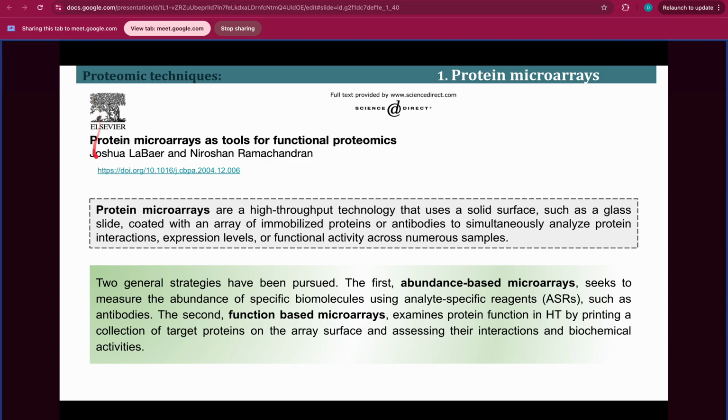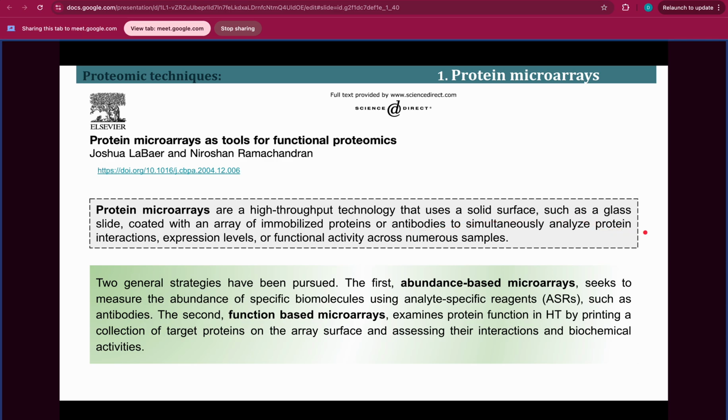I have gone through a paper in which they have very clearly defined protein microarrays as a tool for functional proteomics, how these microarrays help you, and what the different types of microarrays are. First of all, a microarray is a high throughput technology in which we have a solid surface, which could be glass or some other solid surface, on which the immobilized proteins or antibodies are coated. These antibodies or proteins have to be specific to the protein or the sample which we want to analyze.